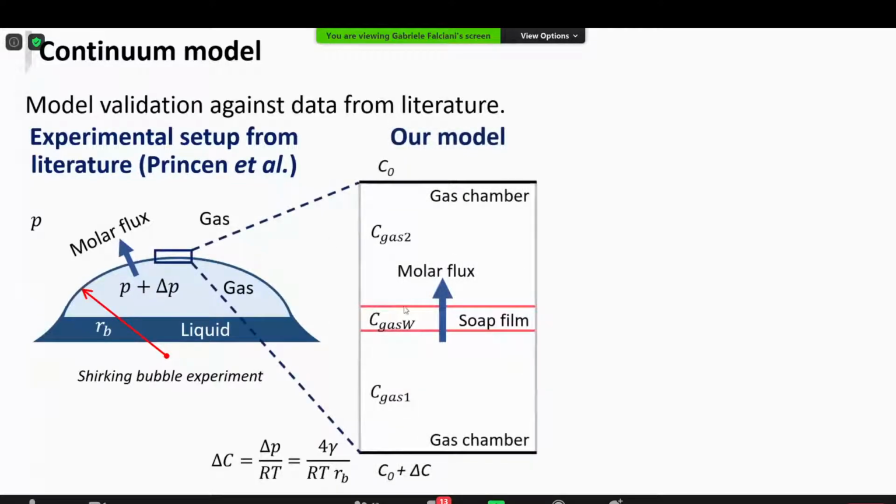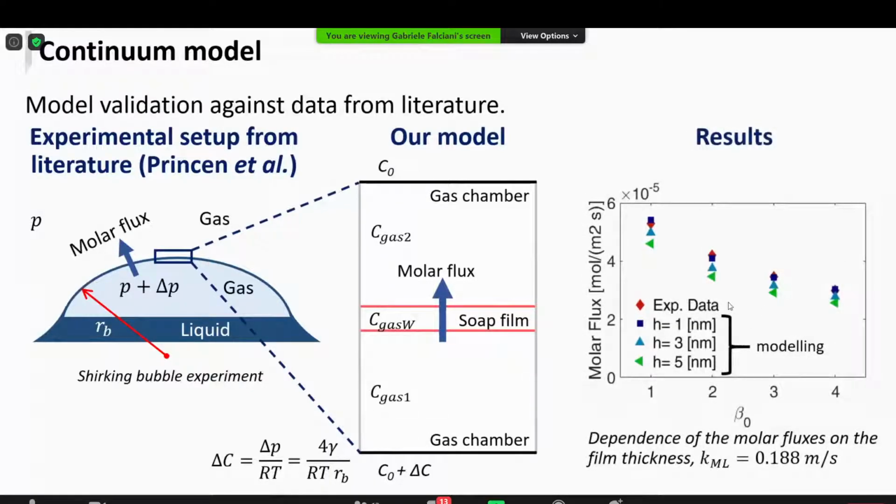In the model, we simulated this delta P as an imposed concentration difference, which is varying in time. So here you see the result. In this plot, beta 0 is somehow related to the radius of the bubble. And also, if we include the uncertainties in the measurement of the thickness of the soap film, the agreement between experimental data and modeling is rather good.